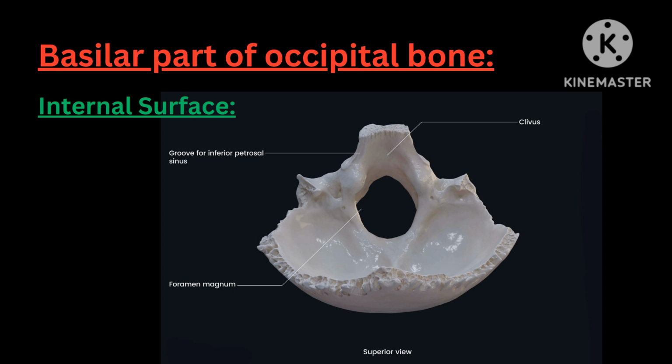The clivus is a sloping medial surface of the basal part of the occipital bone behind the dorsum sellae of the sphenoid. The clivus slopes downward to the foramen magnum. It is occupied by the medulla oblongata and pons. The groove for the inferior petrosal sinus is formed by the junction of the petrous part of the temporal bone with the basilar part of the occipital bone. As its name suggests, this groove lodges one of the dural venous sinuses, the inferior petrosal sinus.